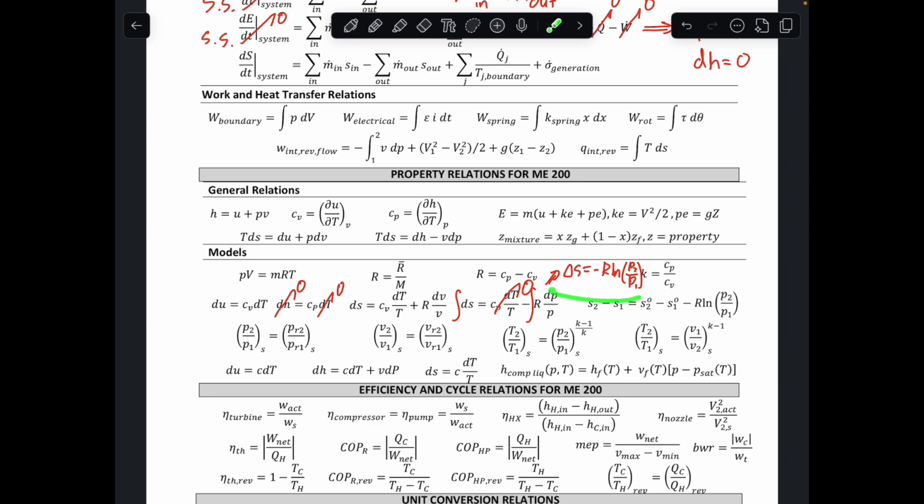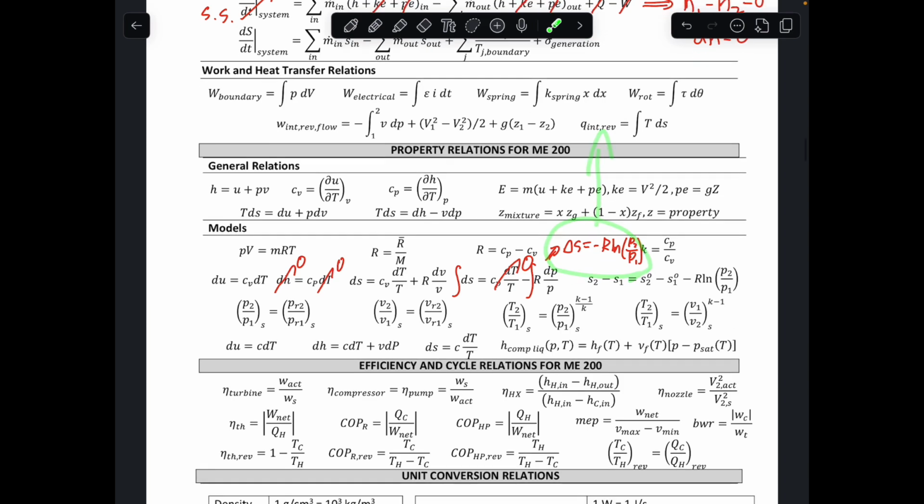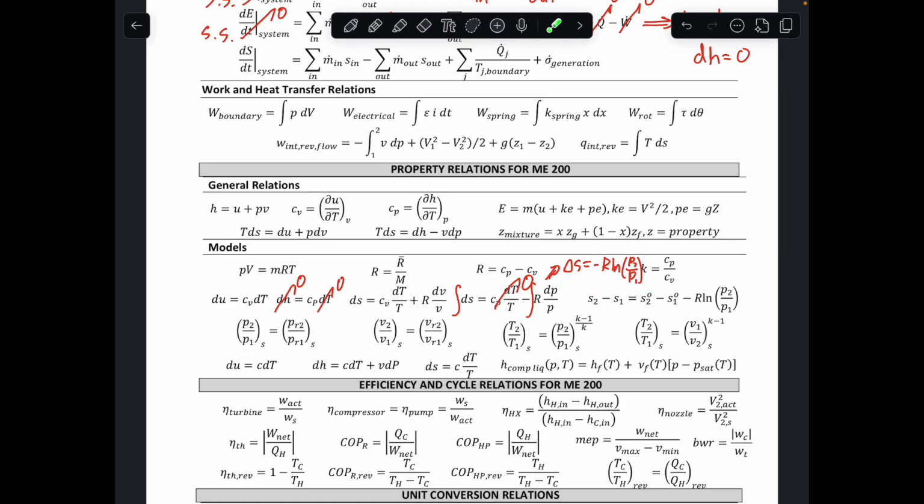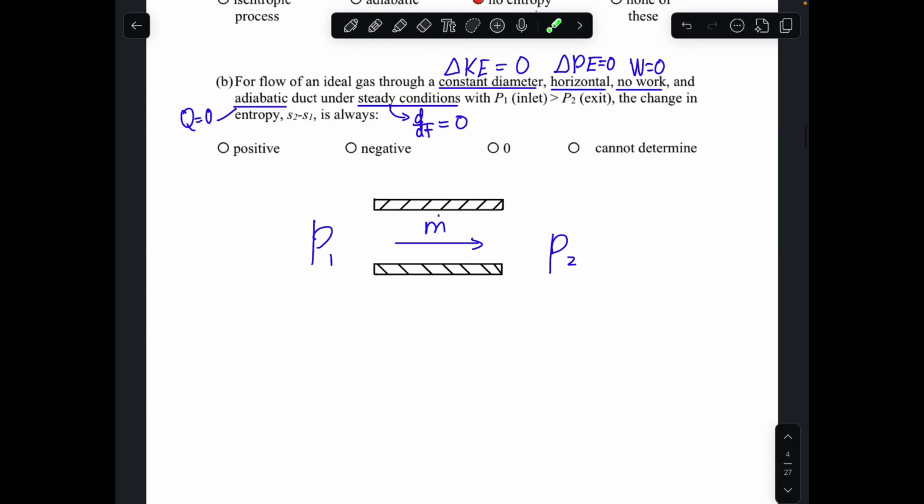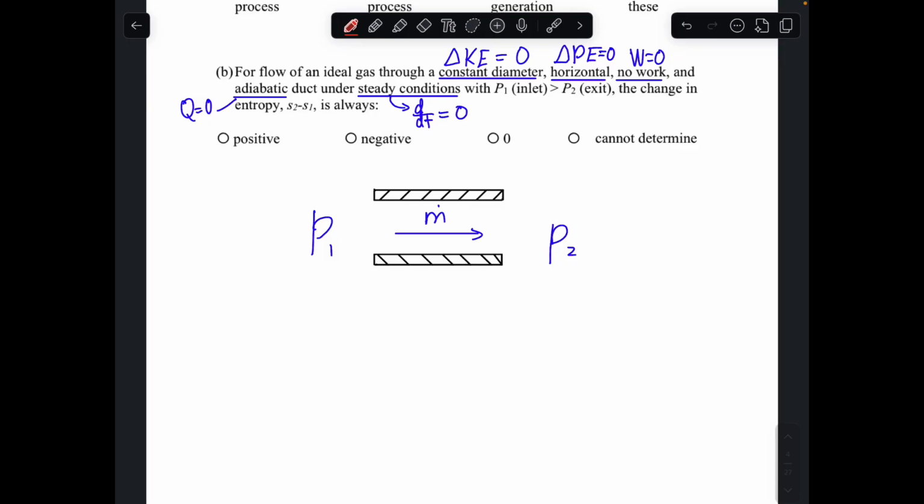So I'm going to take this equation up to our problem because this is what we can use to get our final rational answer for delta S. So we get delta S, or we can just write S2 minus S1, is equal to negative R times the natural log of P2 over P1. But we know that P1 is greater than P2. So if P1 is greater than P2, then this term is going to be in between 0 and 1, or basically just less than 1.